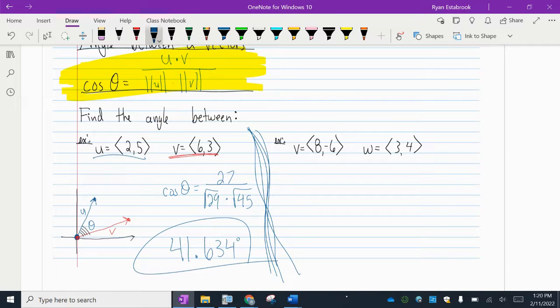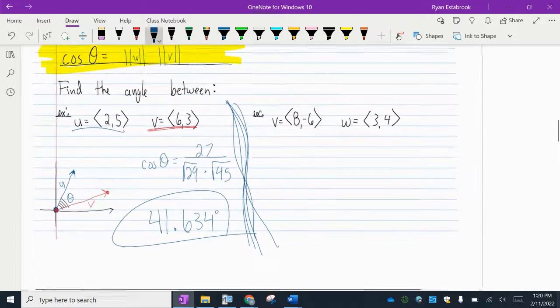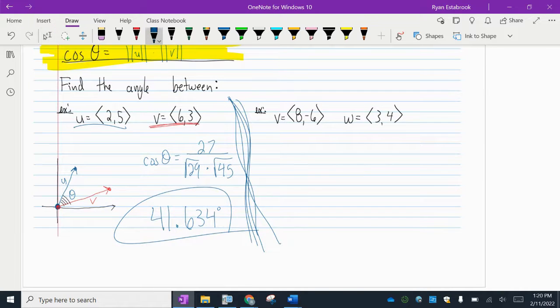Again, we have the first vector, the second vector, the angle between them is going to be about a 41 degree angle. I want you to try the next one. Can you find the angle between those two vectors?